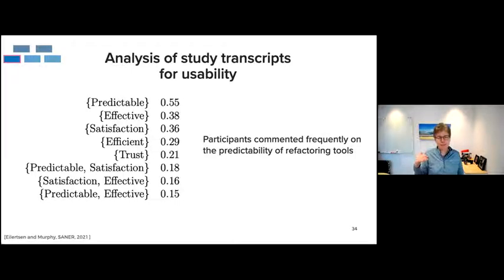Way down on the list was actually trust. So if you looked at all these previous studies, they said trust is the most important thing. At least when we studied these 17 people in depth, trust was not such a big thing for them. And we didn't see lots of aspects of usability coming up at the same time. So sometimes people talked about predictability and satisfaction together, sometimes predictability and effectiveness. But for instance, trust was very rarely talked about with any other particular characteristic.